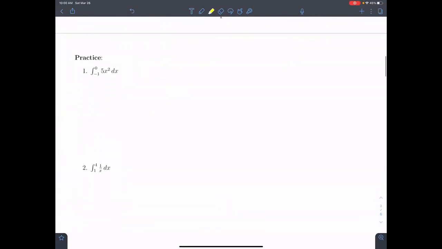Okay, so let's do some practice. We're going to look at the integral from -1 to 0 of 5x squared. So this would be equal to the antiderivative of that, which would be 5x cubed over 3. And we're going to evaluate that from -1 to 0. So this would be 5 times 0 cubed over 3 minus 5 times -1 cubed over 3.